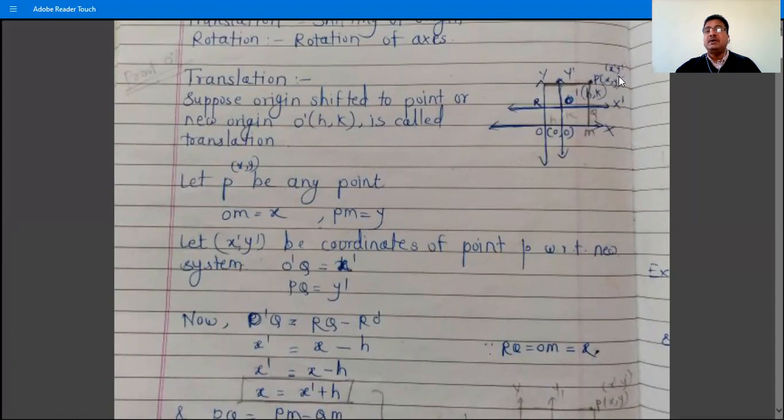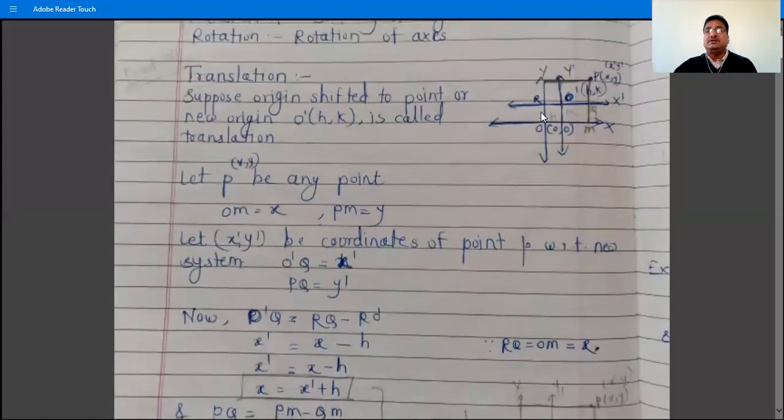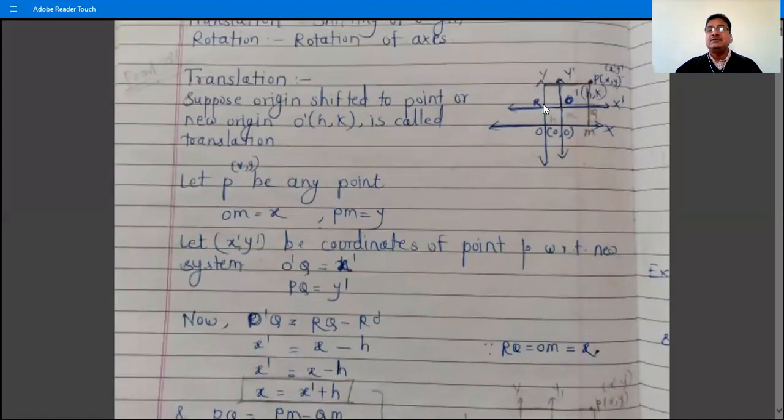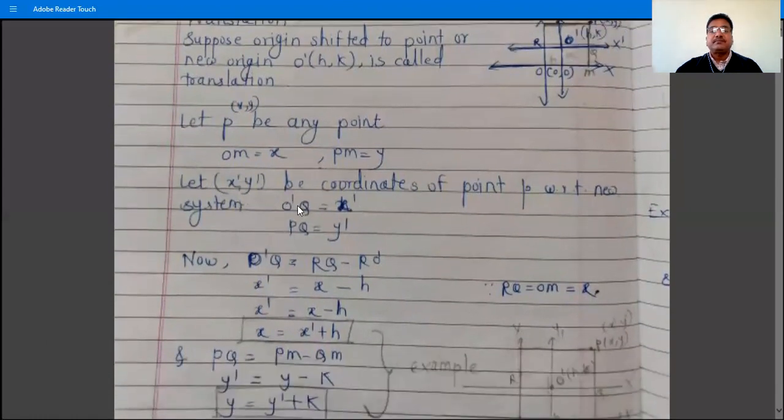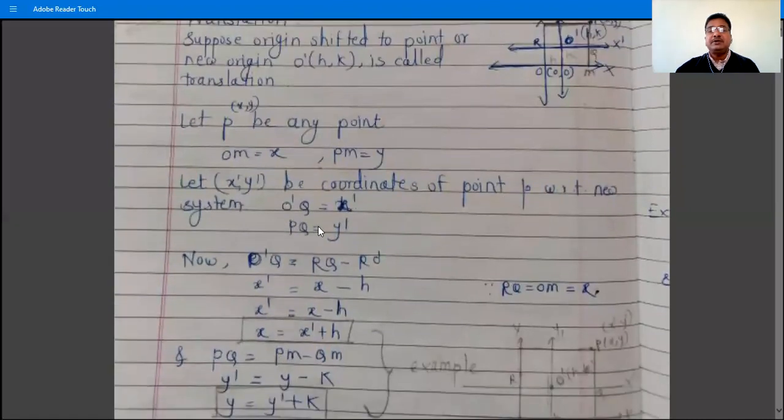That is, PM is small y, and this distance OM is its x coordinate. So OM is x, PM is y. These are the coordinates of the point P. x and y are the coordinates of point P with respect to the old system. And the new system is this, that is, after shifting the origin. What is the new system? The x dash y dash axes, and O dash is its origin. Then suppose x dash, y dash are the coordinates of the same point P with respect to the new system.